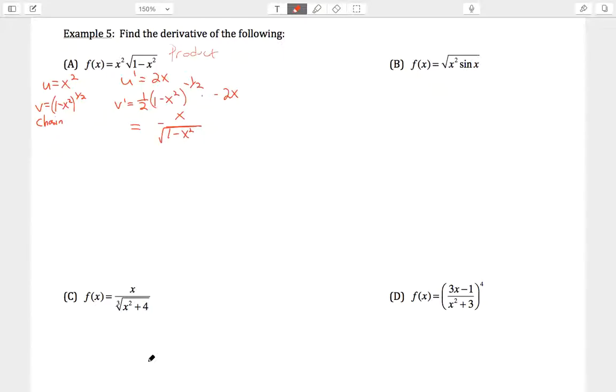So that would be 5. And so then you crisscross applesauce. Right? So y prime, f prime equals x squared times plus 2x. You're done.